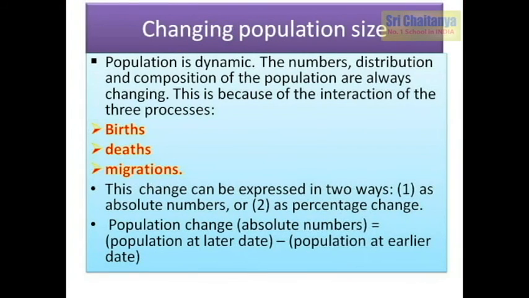Changing population size. Population is dynamic. The numbers, distribution and composition of the population are always changing. This is because of the interaction of the 3 processes: births, deaths, migrations. This change can be expressed in 2 ways. First, as absolute numbers, and second, as percentage change. Population change, absolute numbers, is equal to population at later date minus population at earlier date.